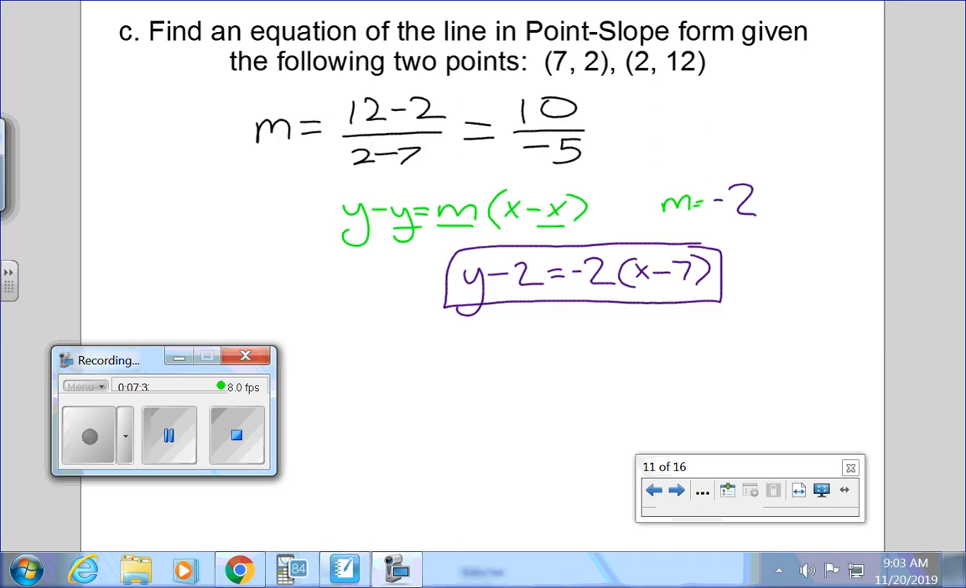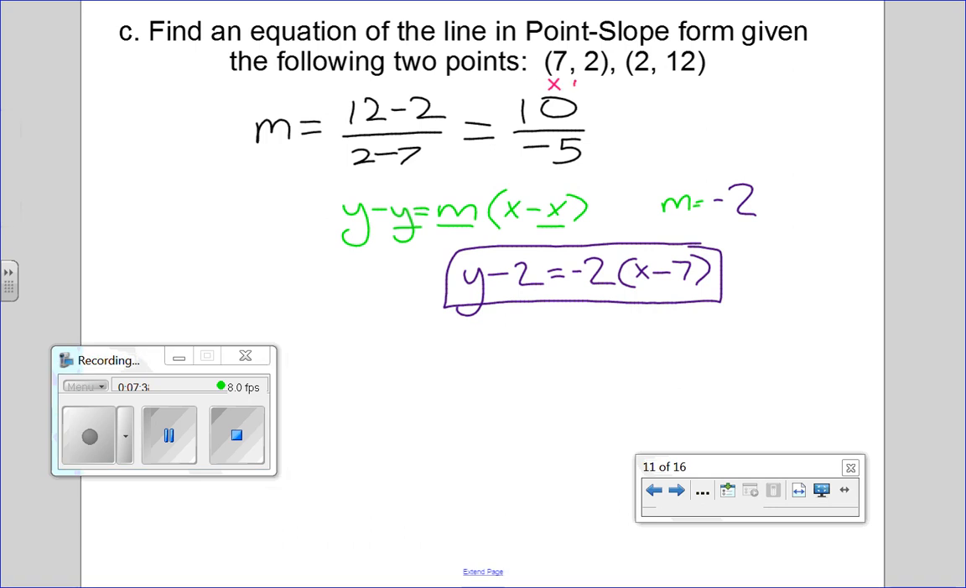You have to find the slope yourself this time. Okay, a lot of people are asking me, does it matter which x and y you use? Absolutely not. So this group just decided that the 7 and the 2 were their favorite. After they figured out their slope was negative 2, they put their 2 in for y here, their negative 2 in for m here, and their 7 in for x here, and that was looking great. Good job.